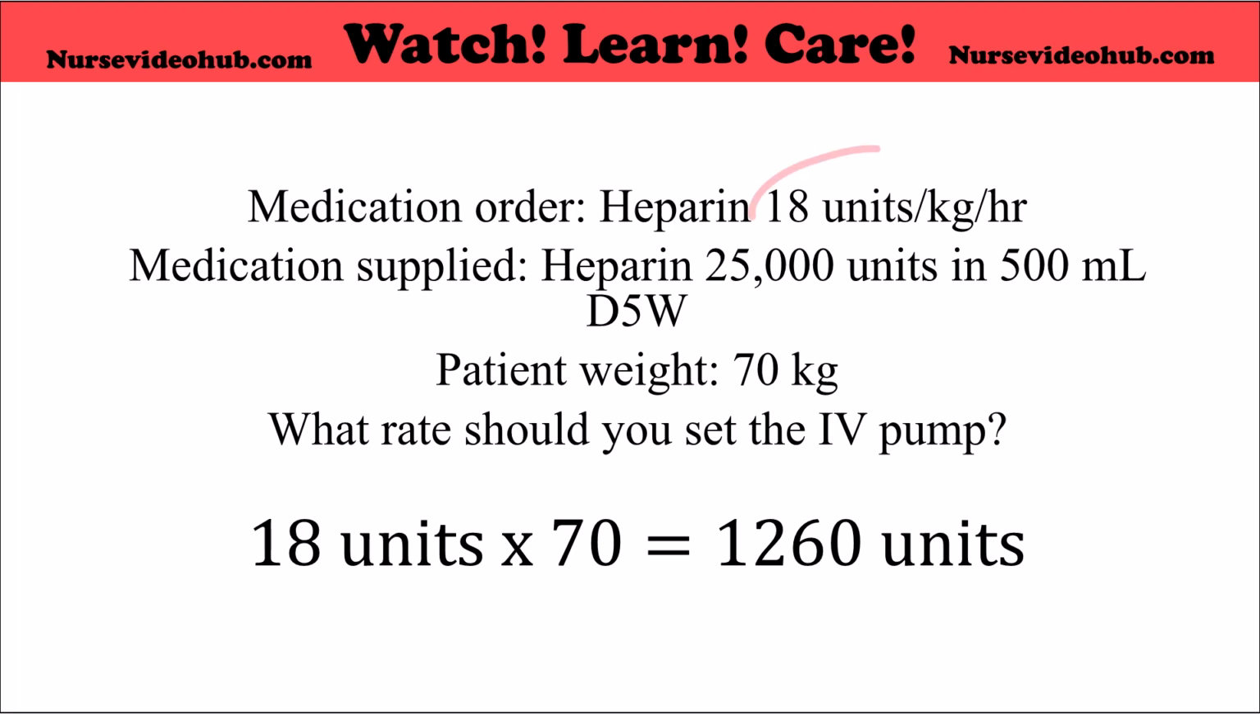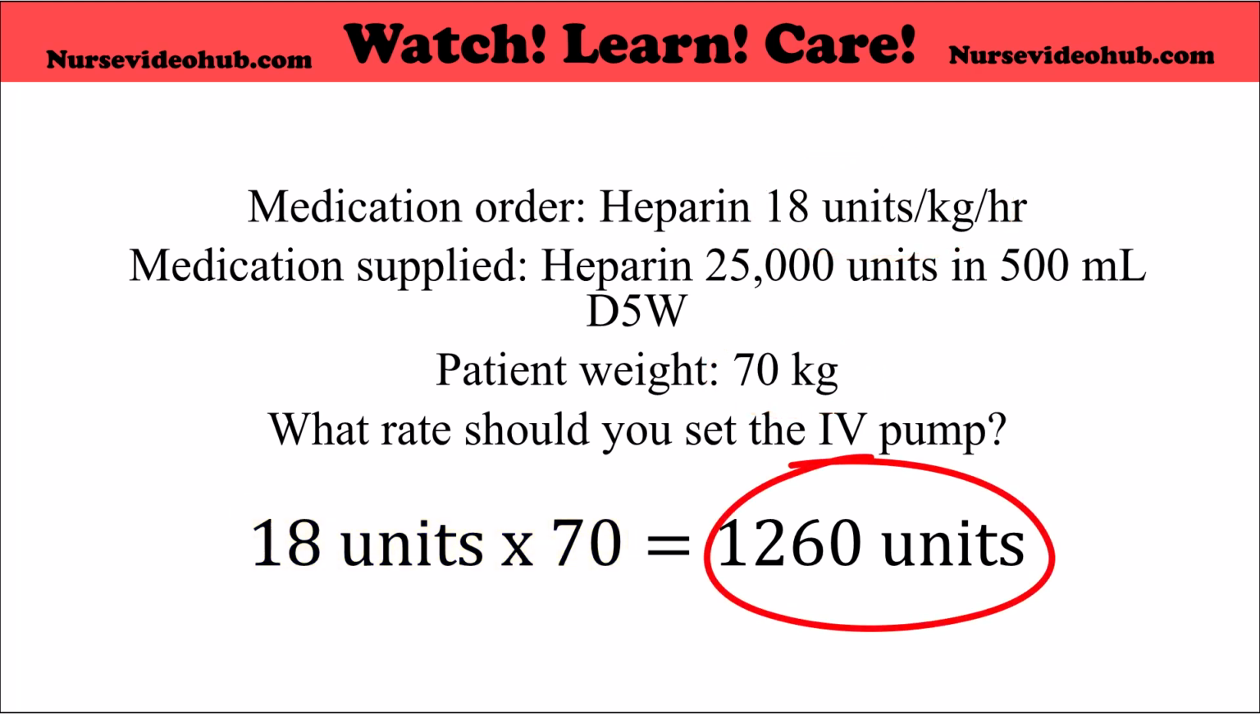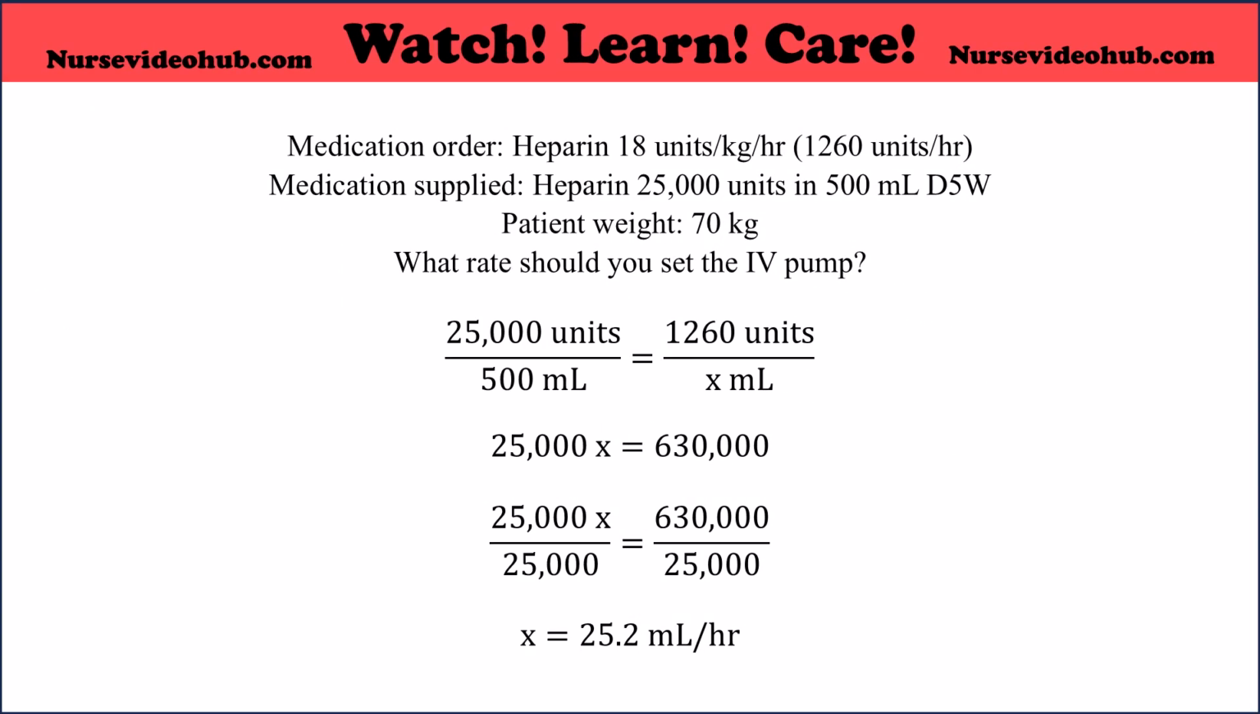The dosage is 18 units per kilogram. The patient's weight is 70 kilograms. 18 times 70 kilograms equals 1,260 units. The dosage ordered is 1,260 units per hour. Now you can solve the problem. Set up your proportion. The first ratio is the medication supplied, 25,000 units in 500 mL. The second ratio is the desired dose, 1,260 units per x mL.